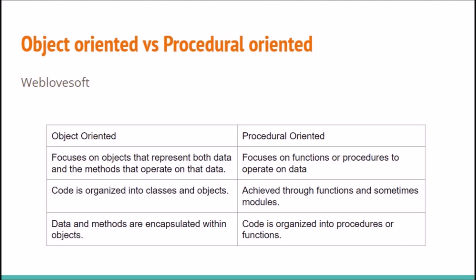Object-oriented focuses on objects that represent both data and the methods that operate on that data. Procedural-oriented focuses on functions or procedures to operate on the data. Object-oriented code is organized into classes and objects. Procedural-oriented is achieved through functions and sometimes modules. In object-oriented, data and methods are encapsulated within objects. Procedural-oriented code is organized into procedures or functions.